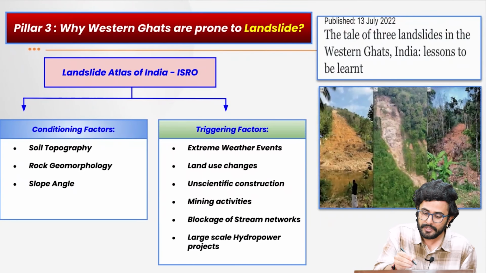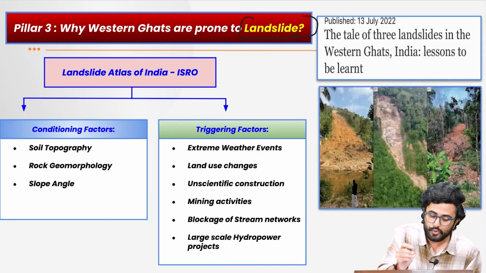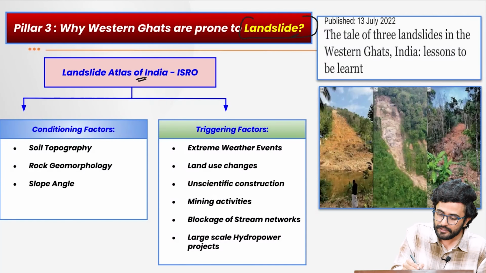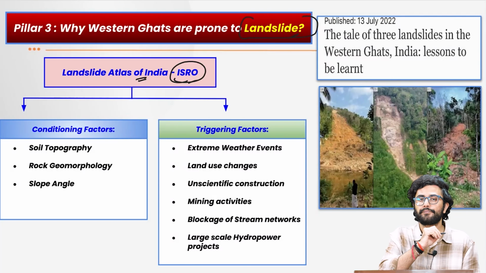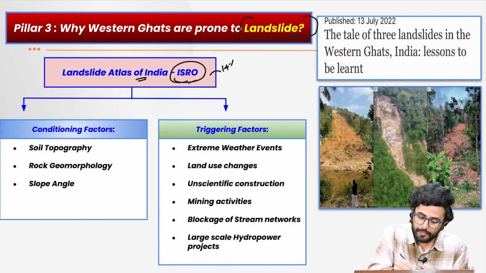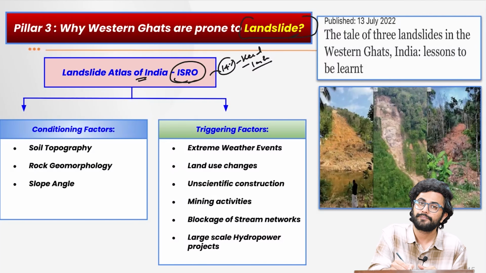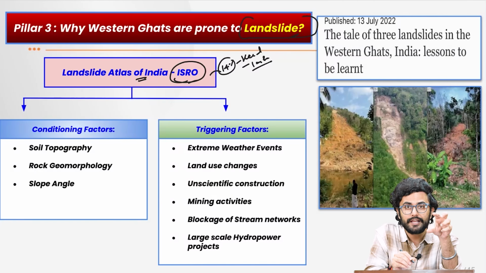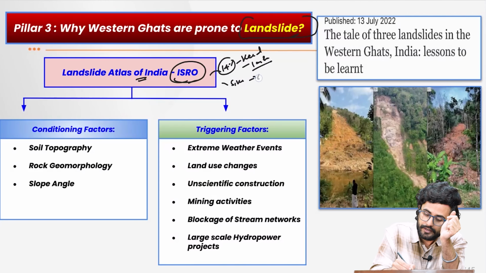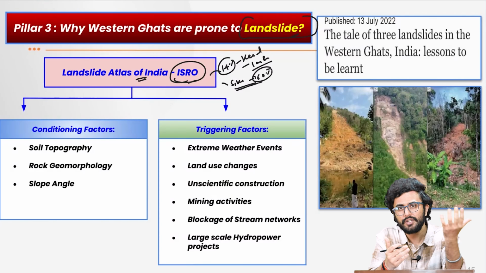But then the question that comes to your mind is, why are they so prone to landslides? To understand that, we'll refer to the Landslide Atlas of India, which is released by ISRO, where it classifies that almost 14% of the area of Kerala is prone to landslide. The state which has the highest area prone to landslide in our country is Sikkim, which has 60% of its area very susceptible to landslide.